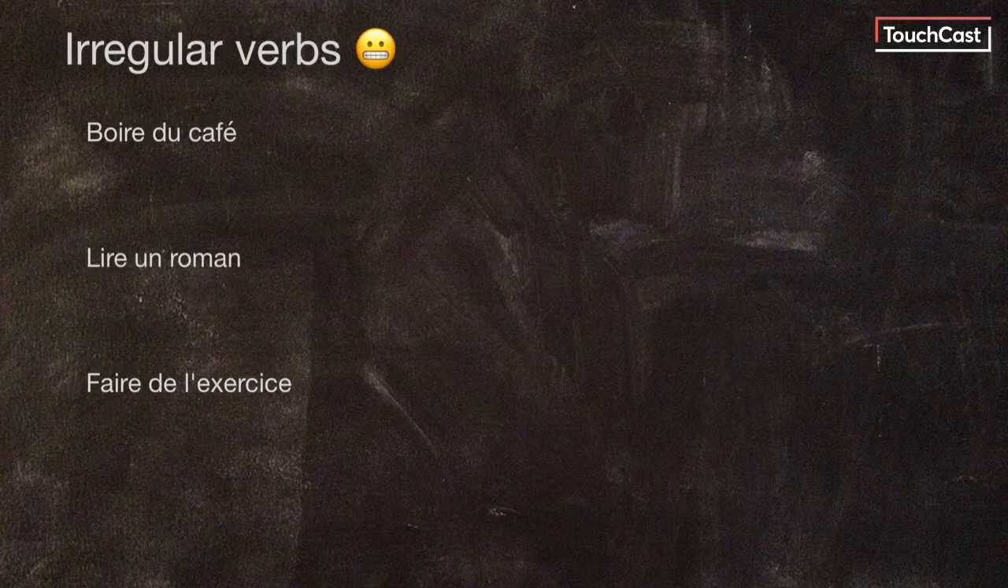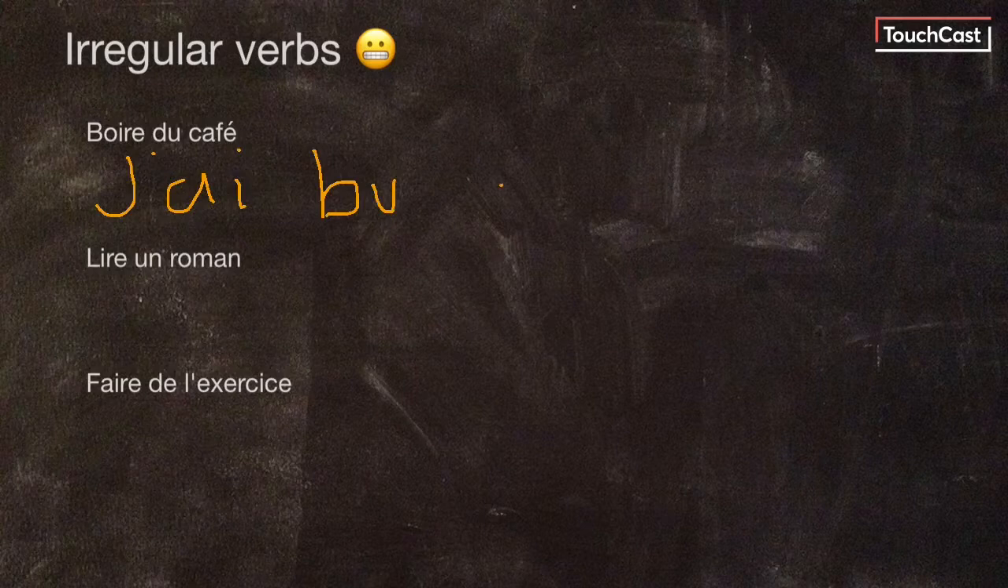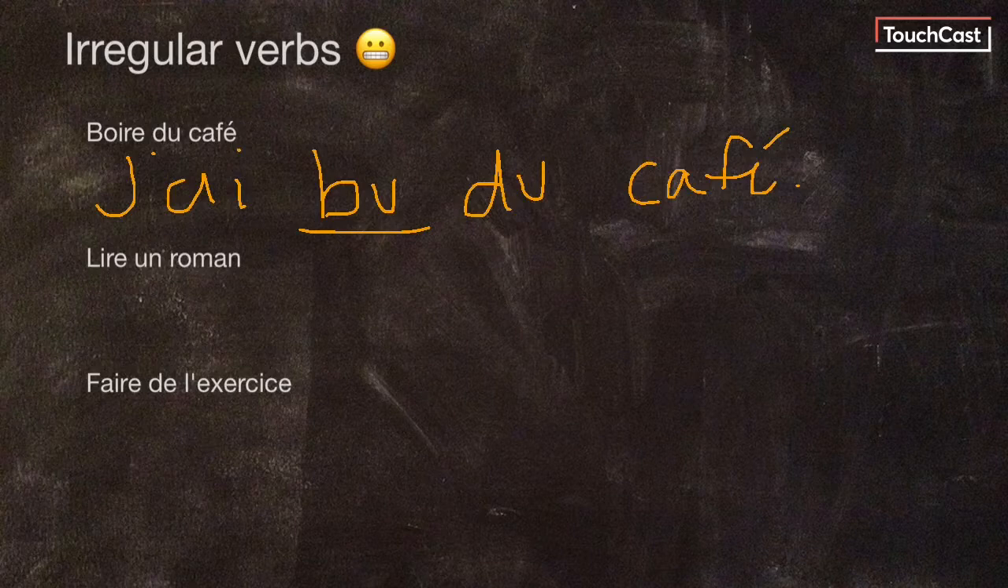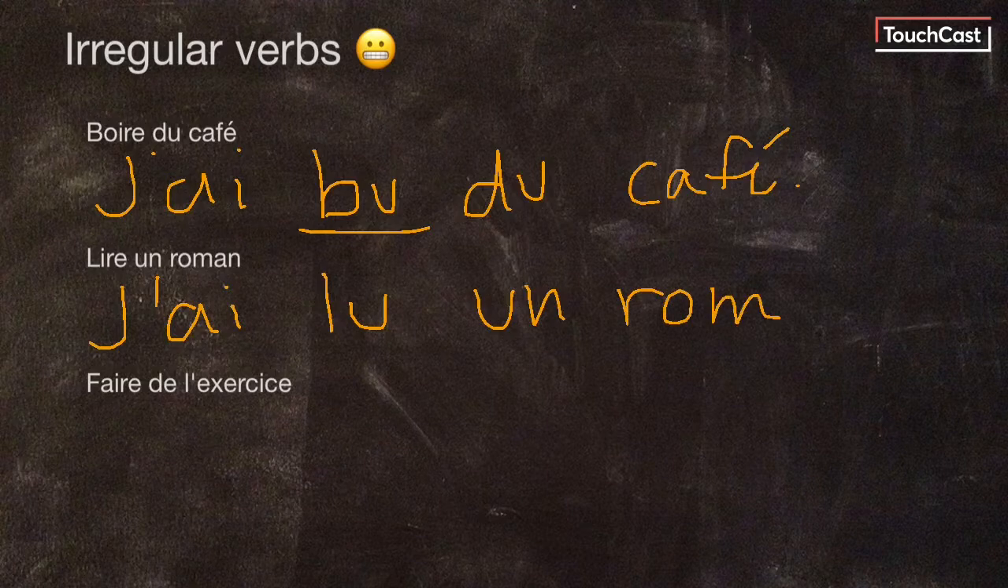If you want to say I drank some coffee, again, you start with je, and these are all verbs that take avoir, so we do just like we did before. And with boire, it's just a really bizarre past participle: j'ai bu du café. I drank some coffee. You see this participle is just really strange and different, so you have to learn that it looks like that. Same thing with lire. You start the same way, j'ai, and the past participle of lire, again, very strange: j'ai lu un roman. I read a novel.